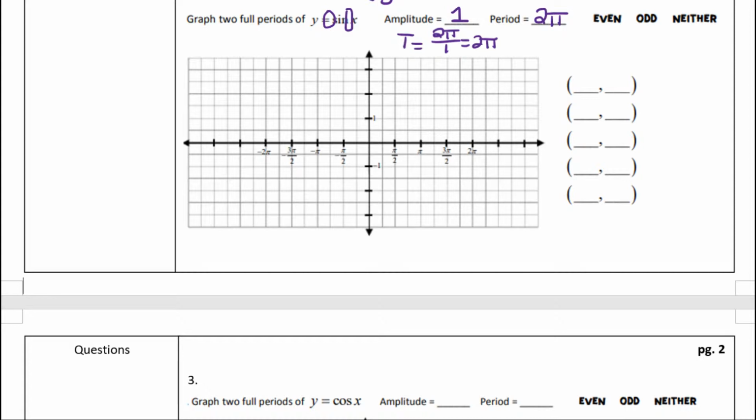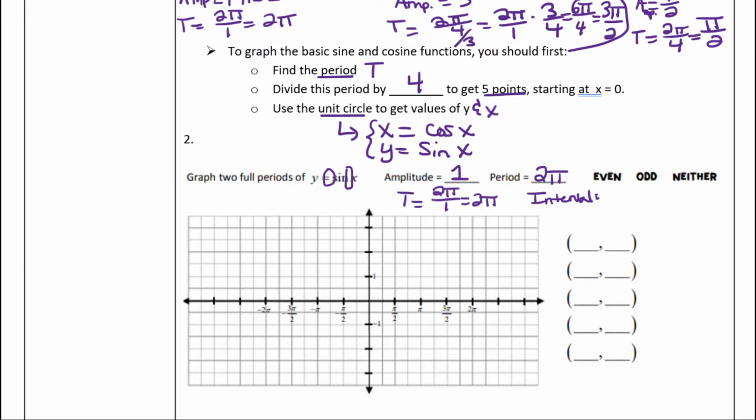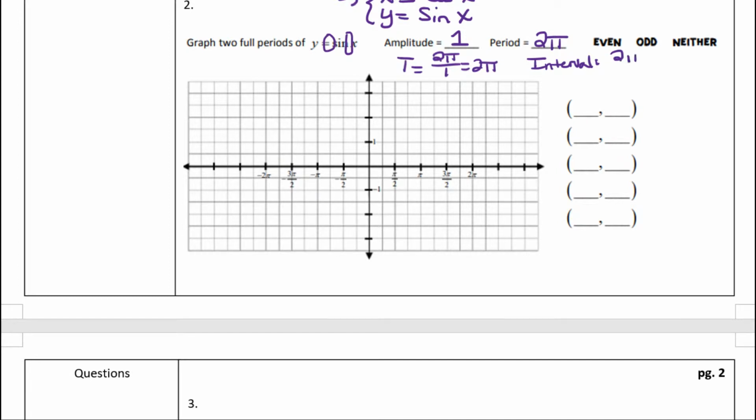Now what we're going to do is divide. This is what I call my interval. It's just something that I call it. But in order to graph it, like we said, one of the steps is to get 5 points by dividing the period by 4. So we divide the period that we got, which is 2 pi, by 4, and that gives me pi over 2.